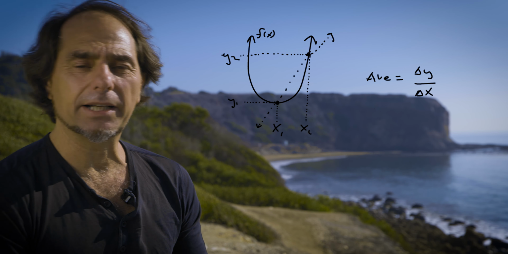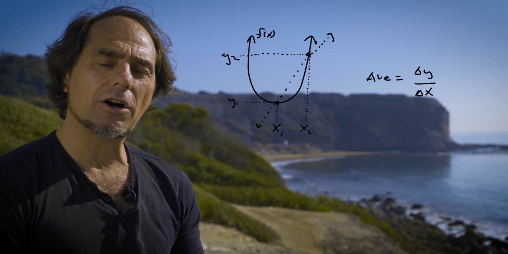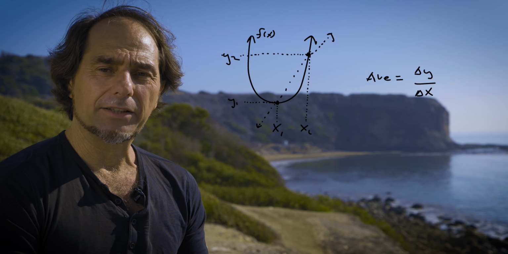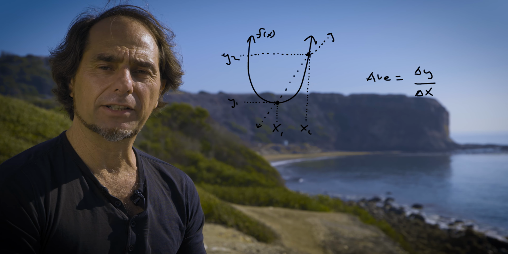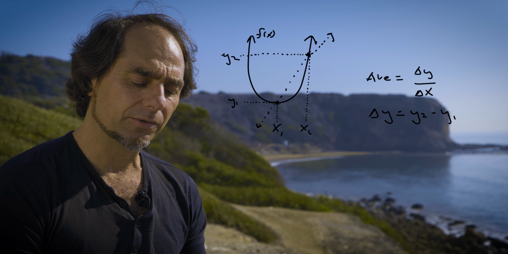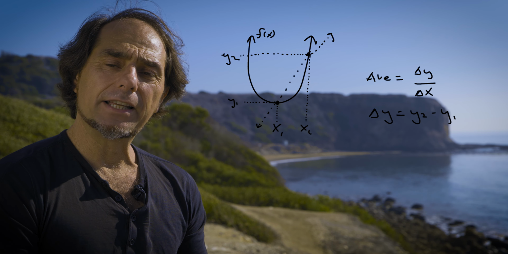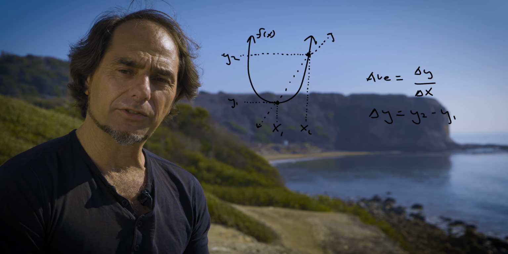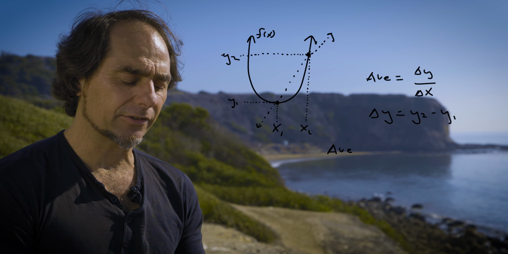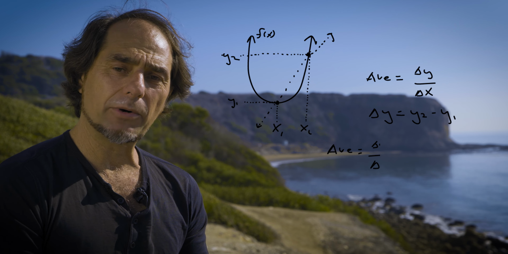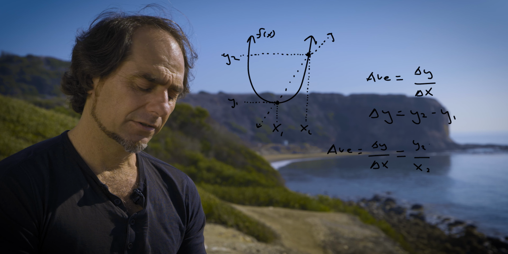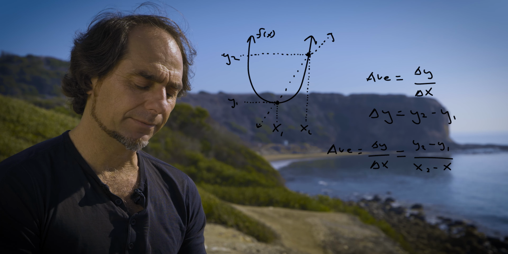Now let me just remind everybody, this little triangle here we call delta. Delta of anything means final minus initial. Let me use the y here as an example. Delta y is really equal to y2 minus y1. These little subscripts at the bottom are just labels; they have no mathematical power at all. And we have the same thing for delta x. So if we expand out this equation, we get y2 minus y1 over x2 minus x1.